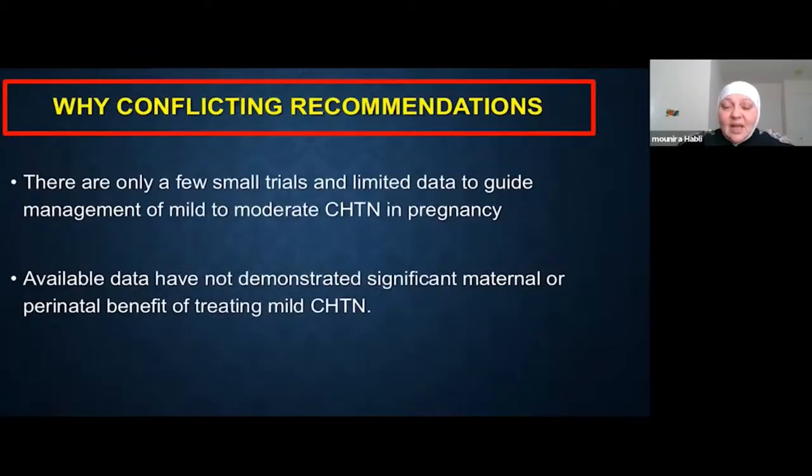Why do we have conflicting recommendations for chronic hypertension? One, because there are only a few small trials and limited data to guide us in the management of mild to moderate chronic hypertension in pregnancy. Available data also did not demonstrate any significant maternal or perinatal benefit of treating mild chronic hypertension.